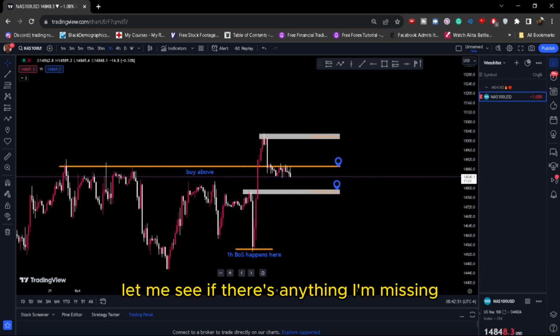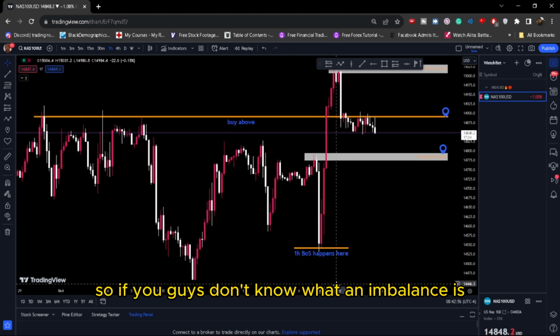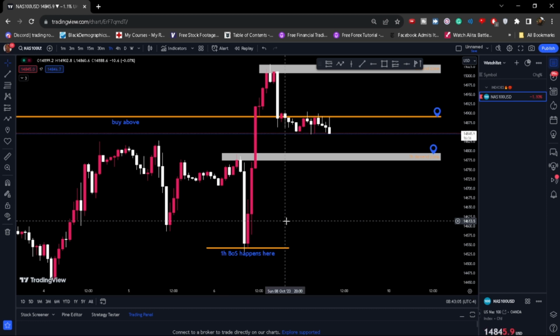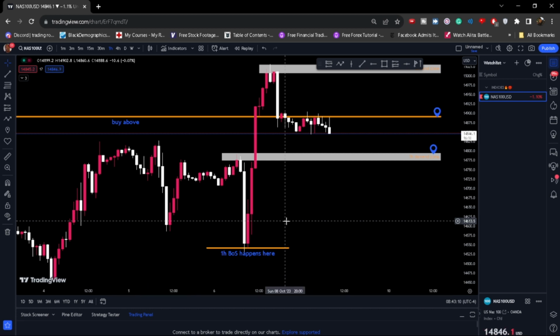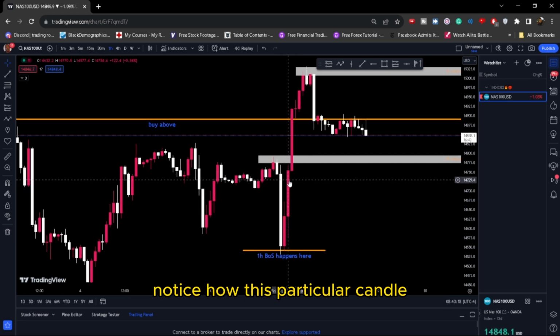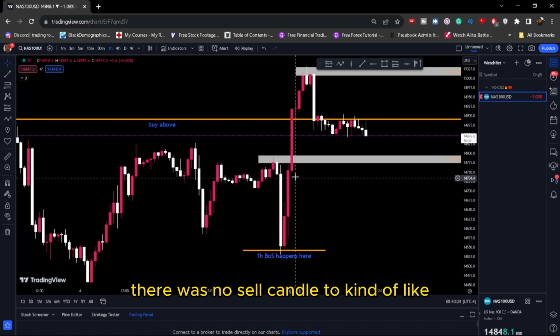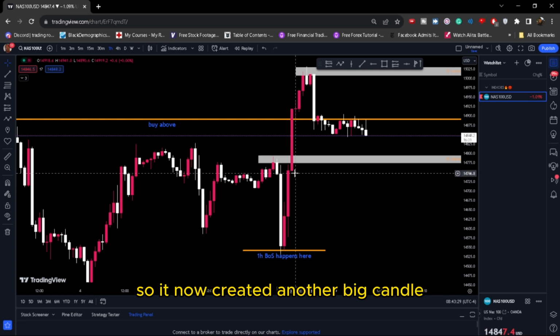Let me see if there's anything I'm missing. To be fair, the only thing I'm missing right now is the imbalance. If you don't know what an imbalance is, to me, an imbalance is where price is likely to reverse from, given that the candle it's reversing from has no buy or sell candle, depending on the candle, to cover it. Notice this big move that happened here; after this move, there was no sell candle to cover half of the candle, so it created another big candle.